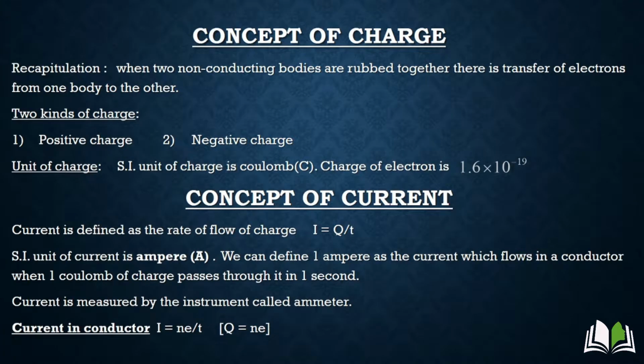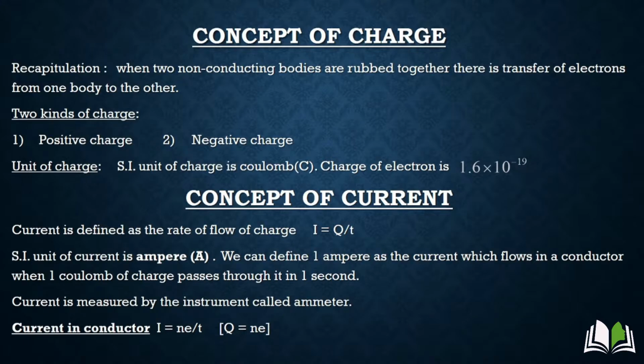So the next point is the concept of charge. We all know that when two non-conducting bodies are rubbed together, there is a transfer of electrons from one body to another. The body which gains electrons becomes negatively charged and the body which loses electrons becomes positively charged. So thus there are two kinds of charges. One is positive charge and the second one is the negative charge. We all know that two like charges repel each other while two unlike charges attract each other. The charge on a body is denoted by the symbol Q.